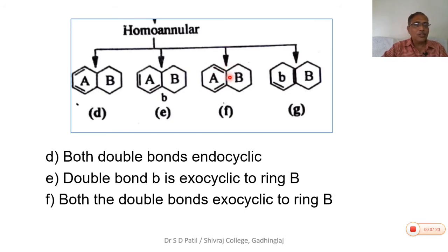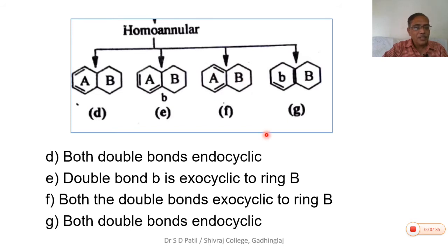Means the exocyclic nature in case of E is shown by only one double bond. In this case, it is shown by two double bonds. So both the double bonds are exocyclic to B. In structure G, both double bonds are endocyclic. Like structure number D, in case of G also, both the double bonds are endocyclic in nature.